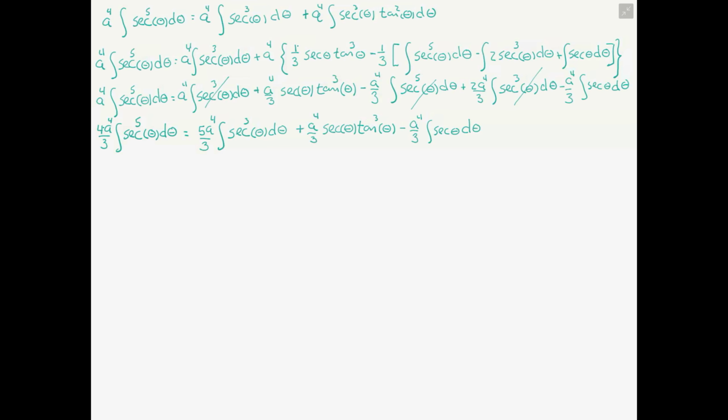Now, all we have to do is solve two integrals, the secant to the third integral and the secant integral, and we know how to solve both of those. So once we solve them, we have the whole problem solved.